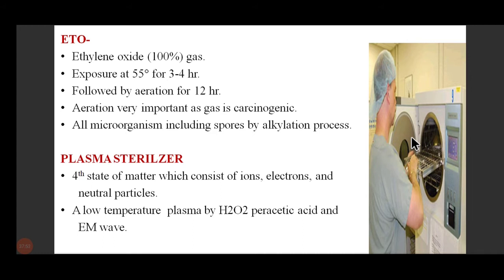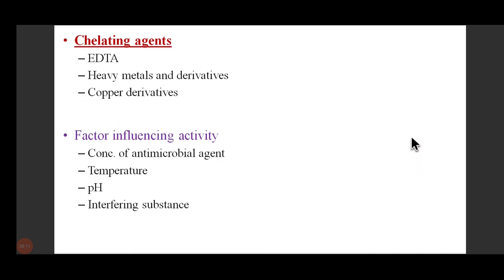Next, we have the plasma sterilizer. This is a recent technique, as plasma was ascertained to be a fourth state of matter. Apart from your solid, liquid, and gaseous state, it consists of ions, electrons, and neutral particles. A low temperature plasma by H2O2, peracetic acid, and EM wave is used for this process.